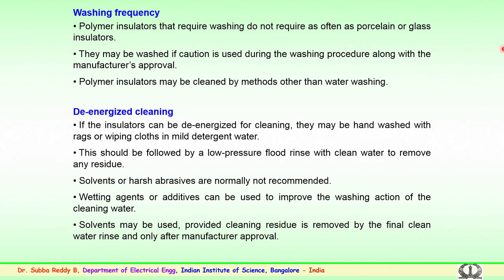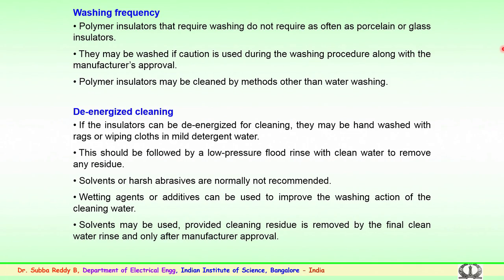There are two methods for cleaning, as mentioned earlier. One is de-energized cleaning, where the supply is switched off for the maintenance. The other is energized cleaning, where during energized conditions, using live line or hotline tools, the maintenance or the cleaning of the insulators is done. In case of de-energized cleaning, the supply to the insulators is normally switched off for cleaning.